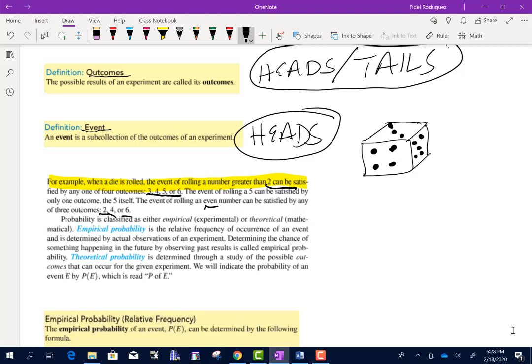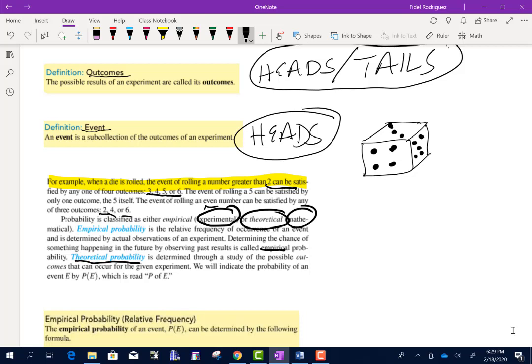Okay, so it says probability is classified as either empirical, which is what we call experimental, or theoretical, which is our mathematical probability. It says empirical probability is the relative frequency of occurrence of an event and is determined by actual observations of an experiment. Determining the chance of something happening in the future by observing past results is called empirical probability, okay? Theoretical probability is determined through a study of possible outcomes that can occur for each of the given experiment.